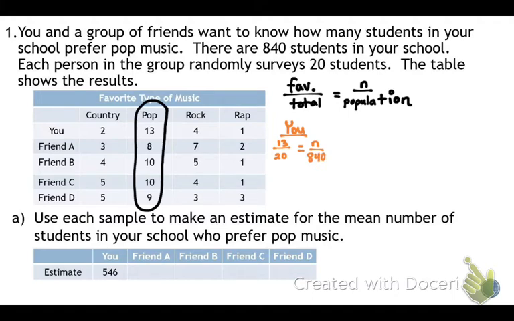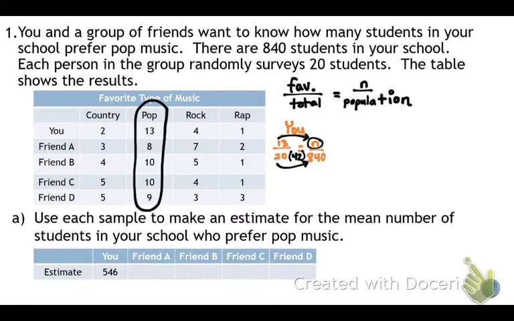Now for this, I know that we could do cross products, but for the sake of space and time, we're going to use mental math. So I'm trying to discover what n is. In order to do that, I have to figure out how to get from a 13 to an n, which means I have to figure out how to get from a 20 to 840. We are going to multiply, very good. And what would the missing link be?